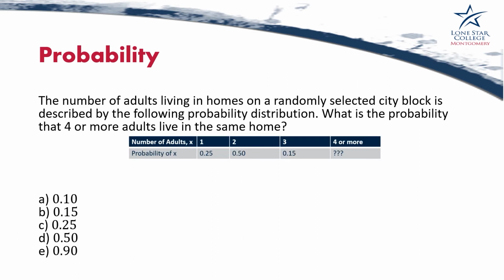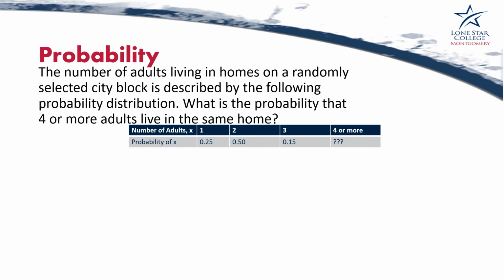Okay, so now we're talking about what is called a probability distribution. The number of adults living in homes on a randomly selected city block is described by the following probability distribution. What's the probability that 4 or more adults live in the same home? So we have this little table here.